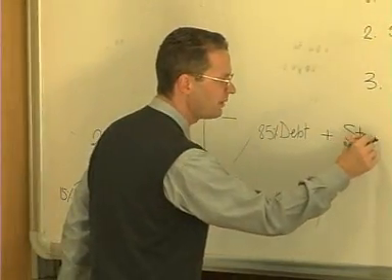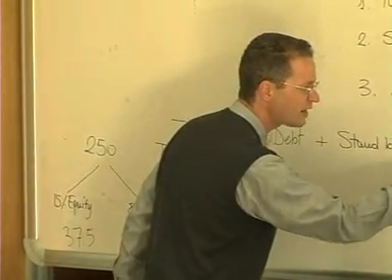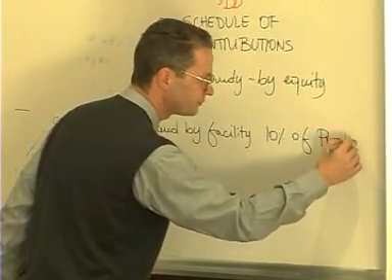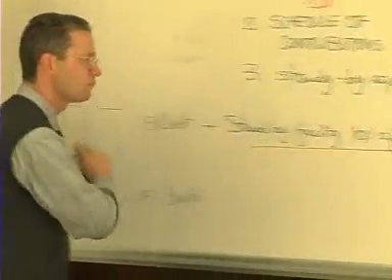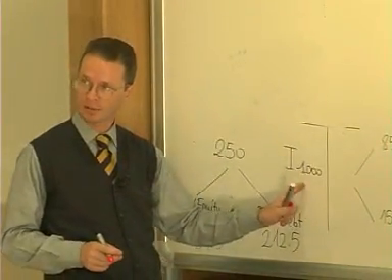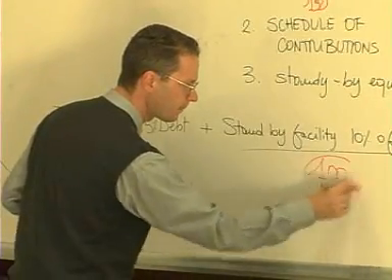Plus standby facility covering 10% of project value. So the amount of funds that will be available in order to cover unexpected events will be 10% times 1,000, and so 100.